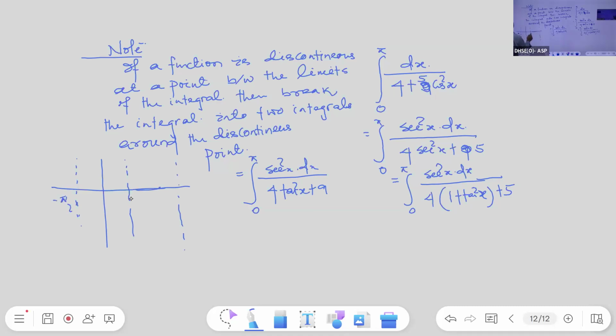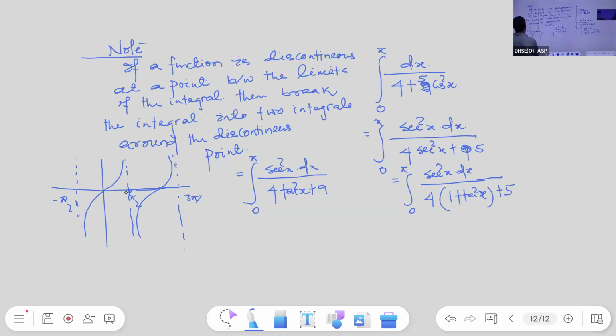Minus pi over 2, pi over 2, 3 pi over 2. The graph of tan x is like this. So at all odd multiples of pi by 2, the function tan x is discontinuous. Tan x is discontinuous at x is equal to pi over 2.